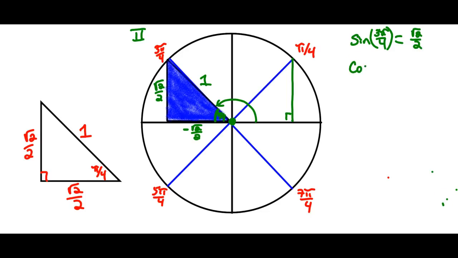What's the cosine of 3 pi over 4? It's going to be the adjacent side over the hypotenuse, or negative square root of 2 over 2. And so now we have our sine and cosine values there. So let's back this up now and go back to our triangle here.